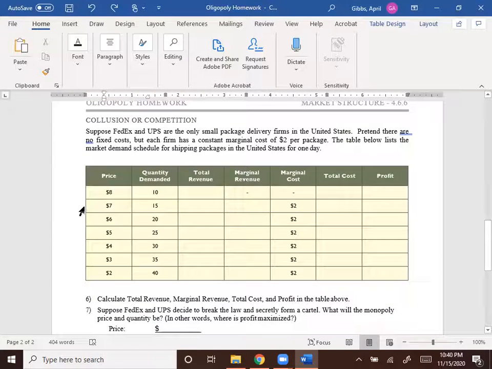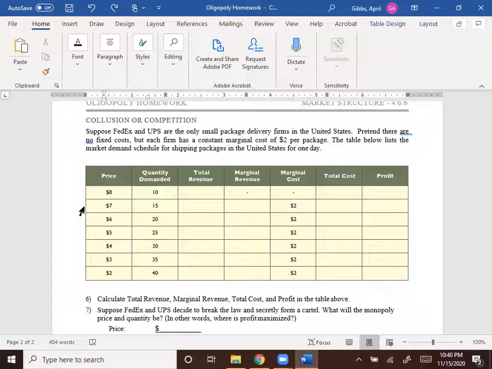All right, collusion or competition. Suppose FedEx and UPS are the only small package delivery firms in the United States. They're not quite, but they're pretty close. Pretend there are no fixed costs and each firm has a constant marginal cost of $2 per package. So the table below lists the market demand schedule for shipping packages in the United States for one day.